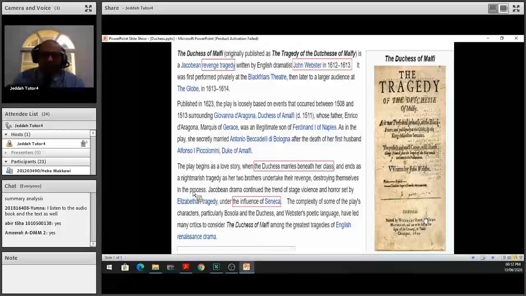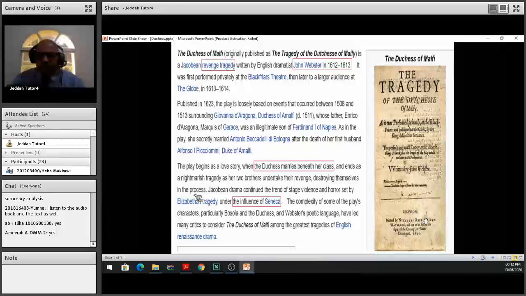So we need to unpack what revenge tragedy is. We touched on that when we spoke about Othello, if you still remember, but we'll give it more force, because we'll analyze it and break it down to its basic tenets and basic components. So revenge tragedy, written by the English dramatist John Webster. And John Webster was a contemporary of Shakespeare, but he was much younger, of course.